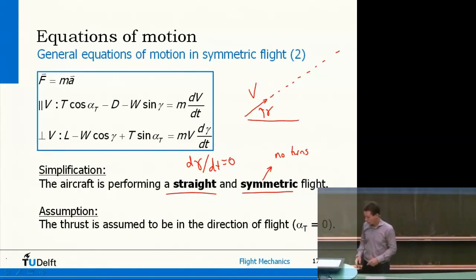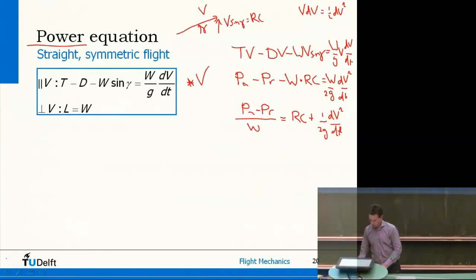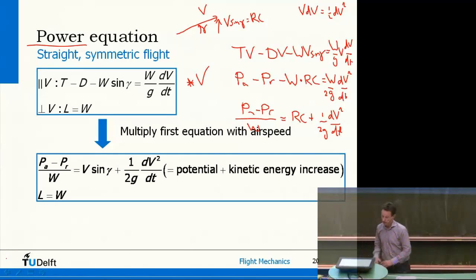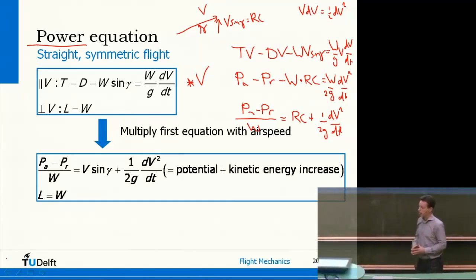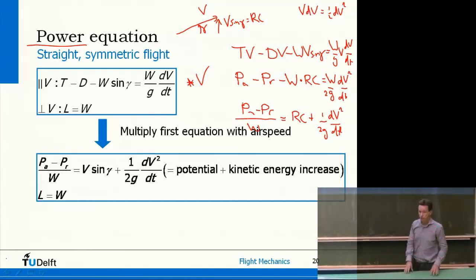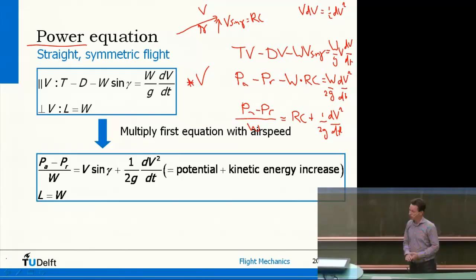So what we learned last time was that the equations of motion, in that case, simplify to these 2. Thrust minus drag minus a weight component, which is pulling you backwards, equals acceleration, and lift is equal to weight. There was also another way of writing it.